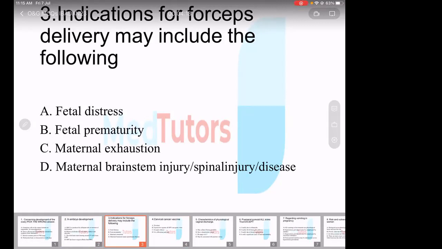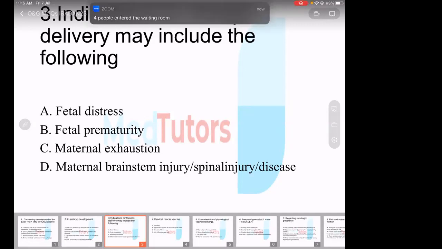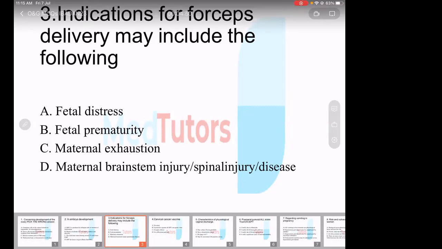So if you look at fetal distress, of course, it can be an indication for forceps. It is an indication for forceps delivery, but prematurity is not. C, maternal exhaustion, yes. When the mother is exhausted, you can assist her and deliver the patient. Then in maternal brainstem injury, when the mother does not have the urge to push, she does not have the strength at all. So that is also an indication for forceps delivery. So the only odd option here is fetal prematurity. Because if the patient is premature, what are you even using the forceps to deliver the baby for? The weight does not even reach that point where you have to assist the mother.